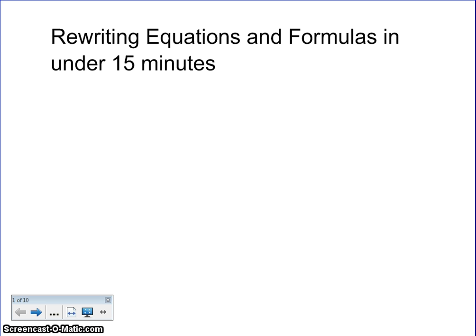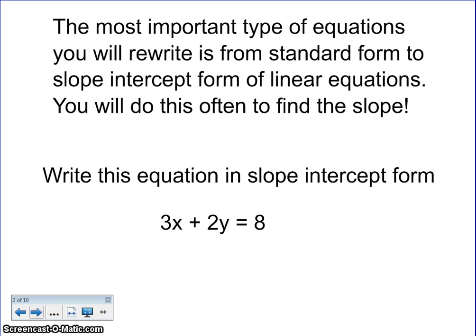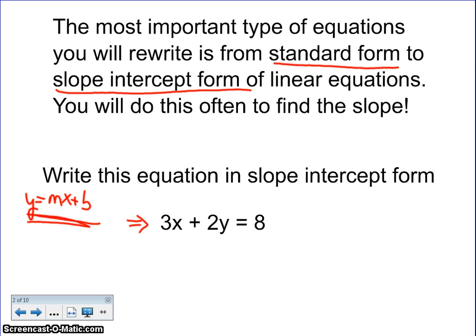In under 15 minutes. The most important equation that you're going to have to rewrite in algebra is from the standard form of an equation into the slope-intercept form. You're asked to do that several times on the SOL test. We have an example down here. 3x plus 2y equals 8. This is the standard form of an equation, and we want to get it into the form y equals mx plus b. The simplest way to think about this is that you've got to get y by itself.